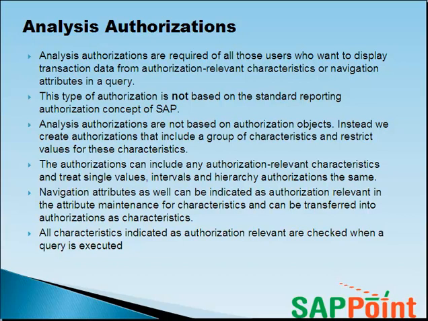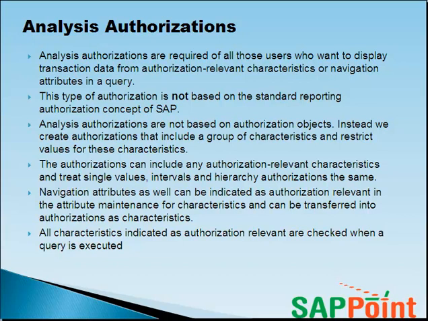Now, all characteristics indicated as authorization relevant are checked when a query is executed. So let's say there is a characteristic from an InfoCube that is part of a query, and this characteristic has been made authorization relevant, then the authorization check will happen on the characteristic. So you would have to make that characteristic part of your analysis authorization to successfully execute the query. Now, once we create the analysis authorization, we can assign it to one or more users.